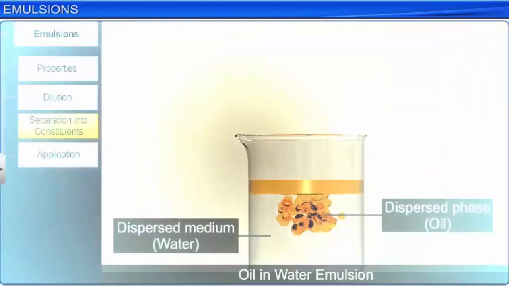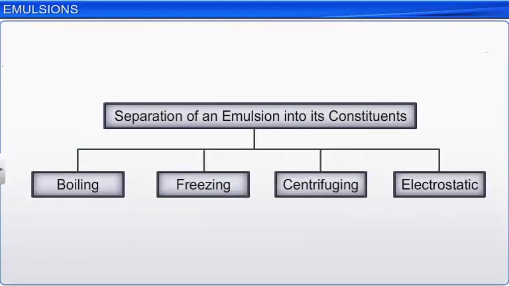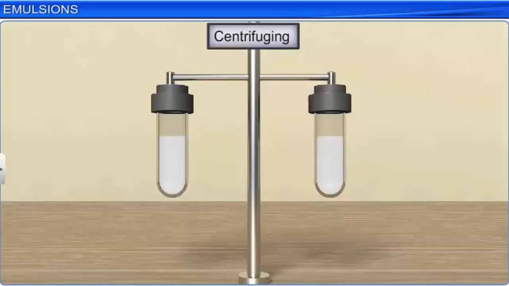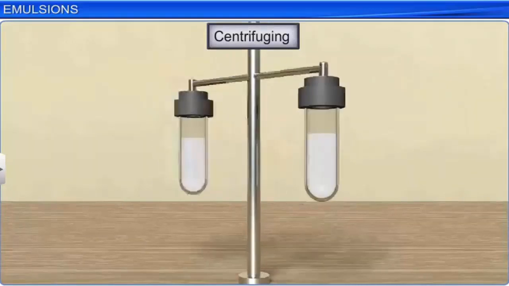An emulsion can be separated into its constituent liquids by boiling, freezing, centrifuging, electrostatic precipitation, etc. A well-known example of centrifuging is the separation of cream from milk.